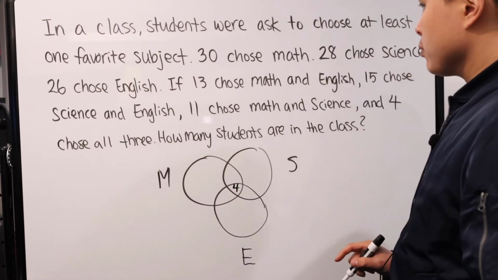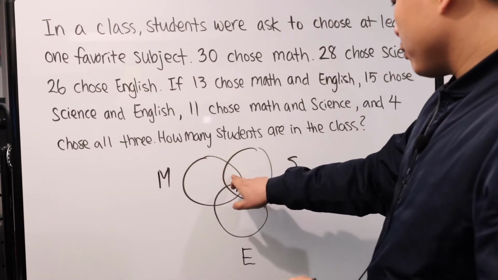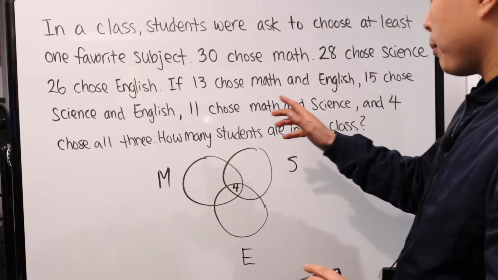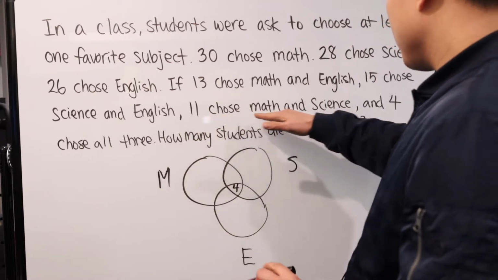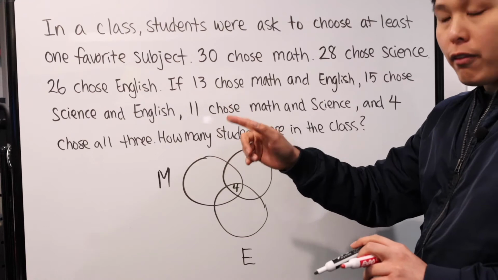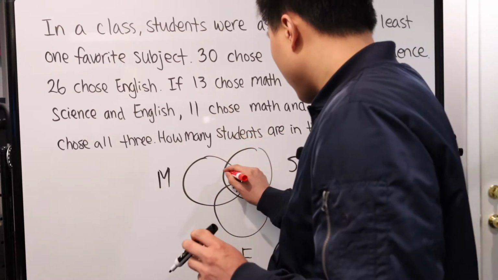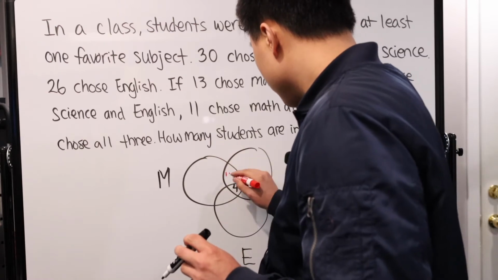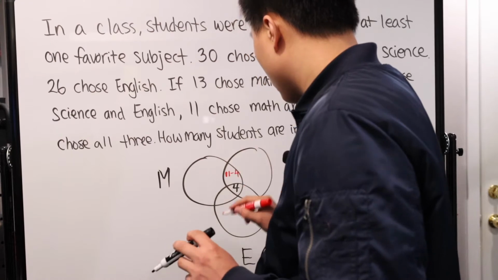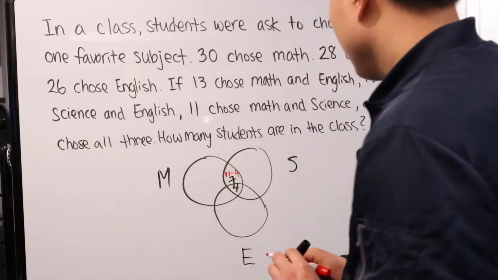All right, cool. Now we can start working through some of these. This one right here, what they share is going to be M and S, math and science. So we have to look for the one that's talking about math and science. Right here, 11 chose math and science. Remember, 4 of them chose all three. So out of the 11, 4 already chose all three. So technically it's not 11 in there. We're going to have 11 minus 4, and that's just going to be 7. 7 right here. All right, cool.